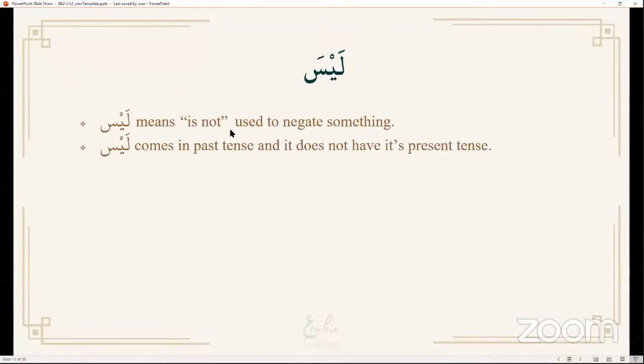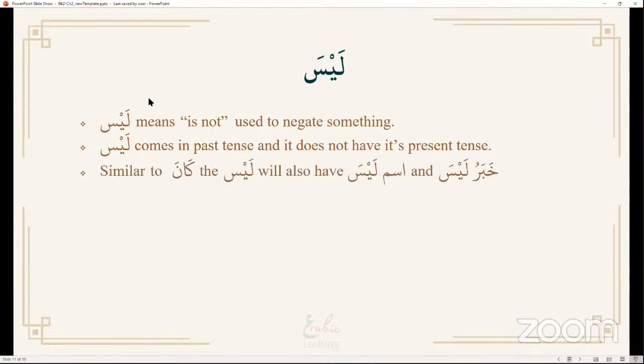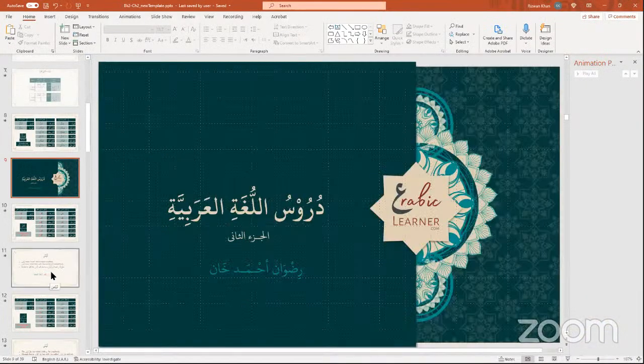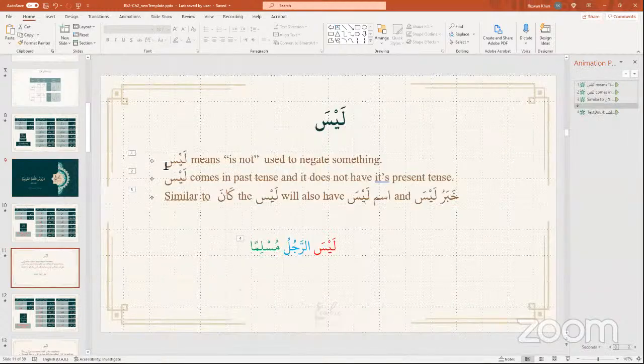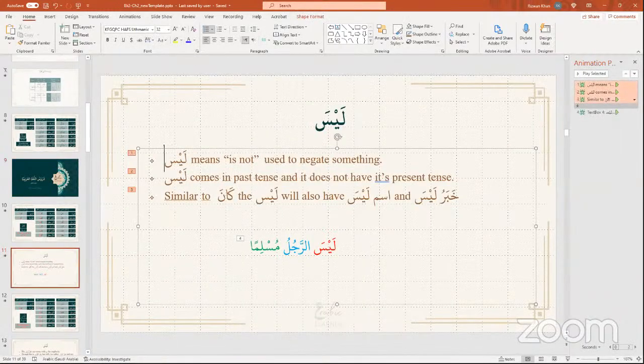Now, though the meaning appears as is not, Laysa is a past tense. And specifically for Laysa, there is no present tense. Okay, brothers and sisters? So remember this. The slight correction I need to make. Just bear with me for a few minutes.